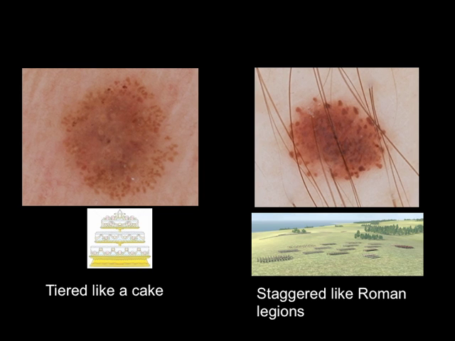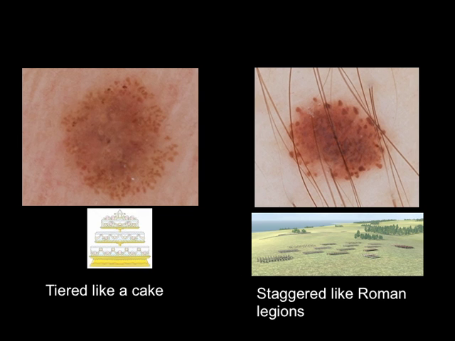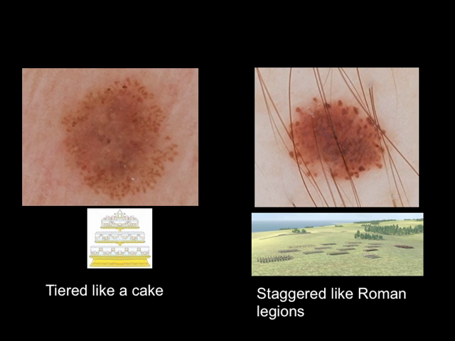The peripheral globules come in two variants. One pattern consists of tiered globules, one on top of another, like tiers of a cake. Such a pattern is commonly associated with spitzoid lesions. The second pattern is one with globules aligned as a single row around the perimeter or aligned in a staggered or Roman legion pattern, as is often seen in enlarging Clark's nevi.